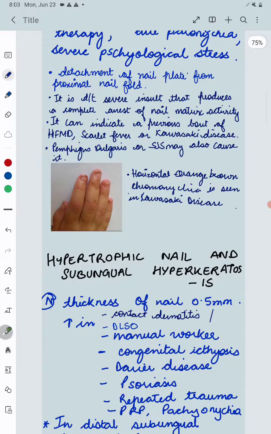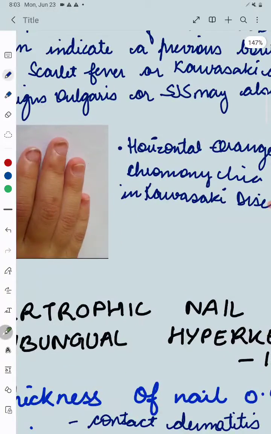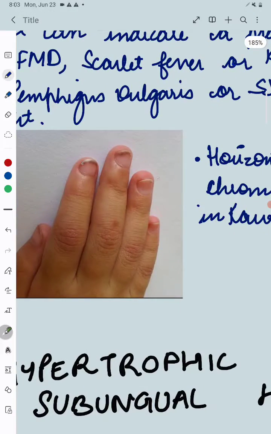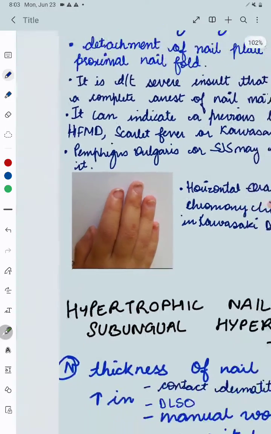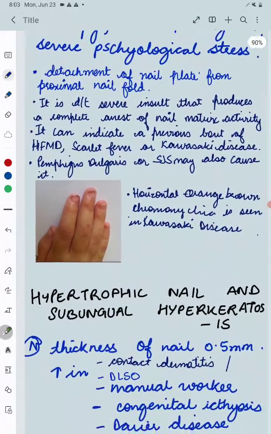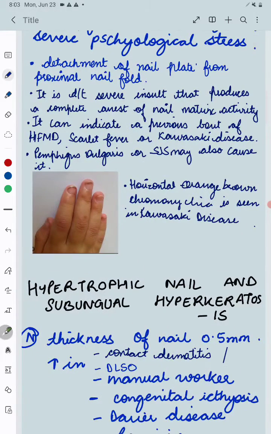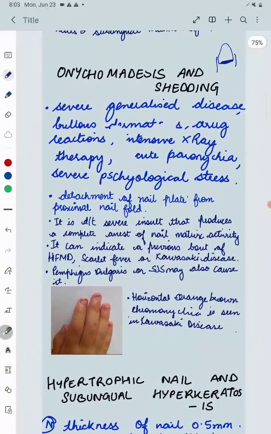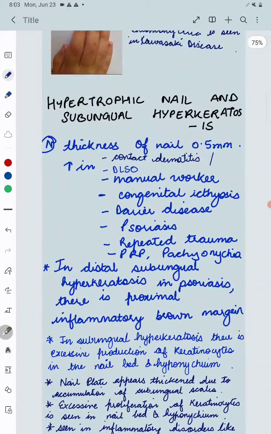There is one thing called Kawasaki. In Kawasaki disease, you see horizontal lines, orangish lines like this. Horizontal orange brown chromonychia is seen in Kawasaki disease. And in hand foot mouth disease, scarlet fever and Kawasaki disease, you can see onychomadesis.